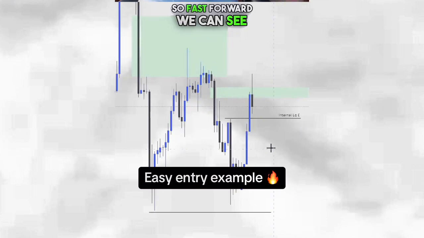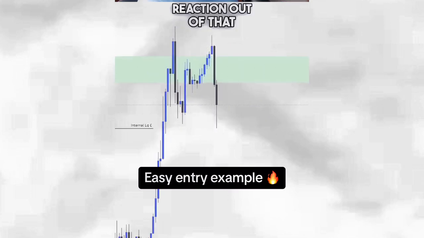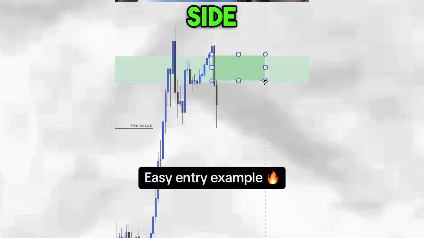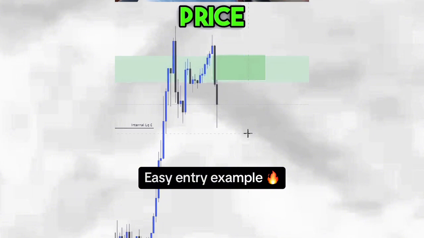So fast forward, we can see price is reacting from this area of imbalance here, and that's absolutely fine. As you can see, we've had a nice reaction out of that 4-hour imbalance. Now on a smaller time frame, we can see another area of sell side imbalance. That is an area of inefficient price action. Price needs to come back and rebalance into that area. That is extra evidence that this is a high probability setup.